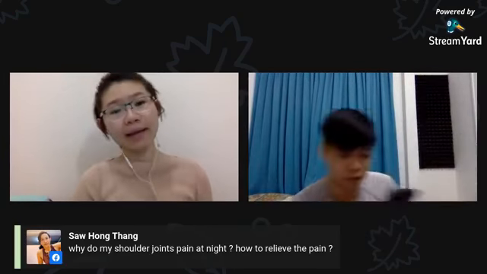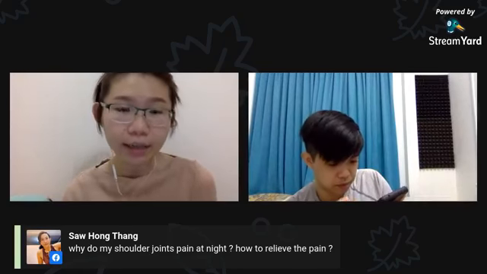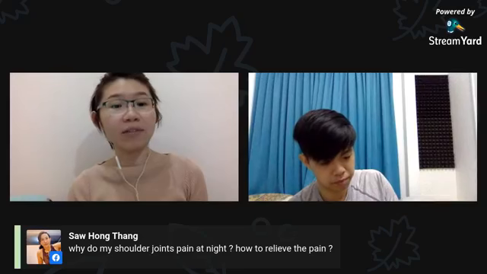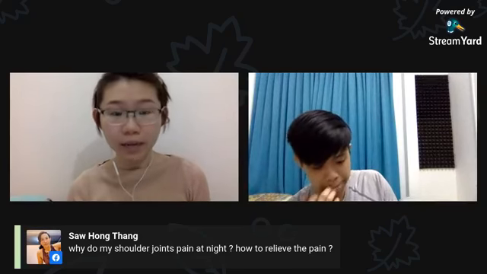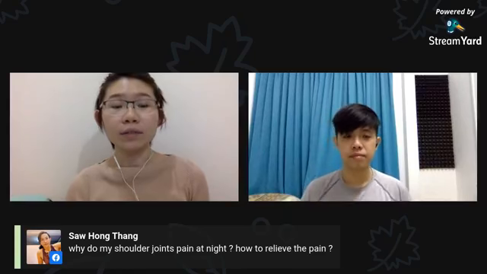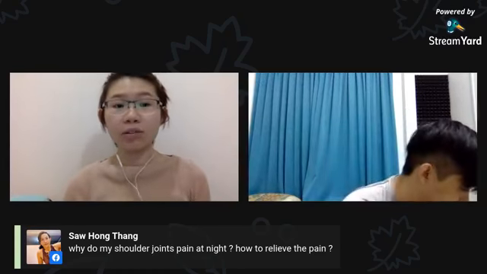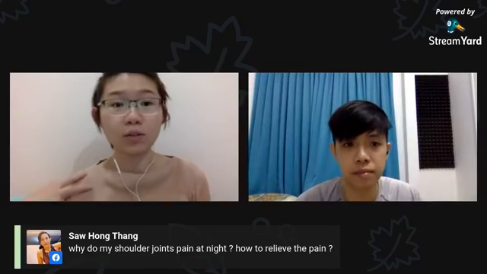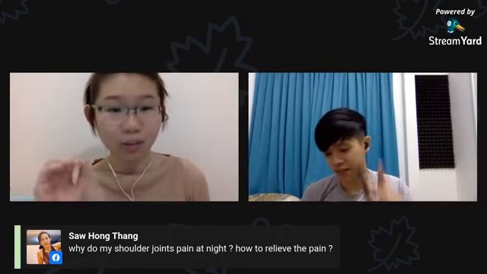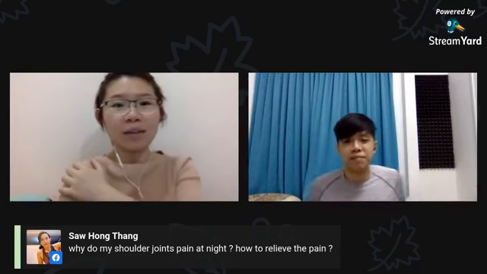So, one: shoulder joint pain at night. Okay, when we talk about joint pain at night, there are two possibilities. Number one is a scary reason. If you have shoulder pain at night, together with weight loss, and you cannot rest at night, then we've got to rule out whether you have any tumor or growth in the shoulder or not. This is uncommon. Not common. Of course, it doesn't mean that having pain in the shoulder at night means you already have a tumor.